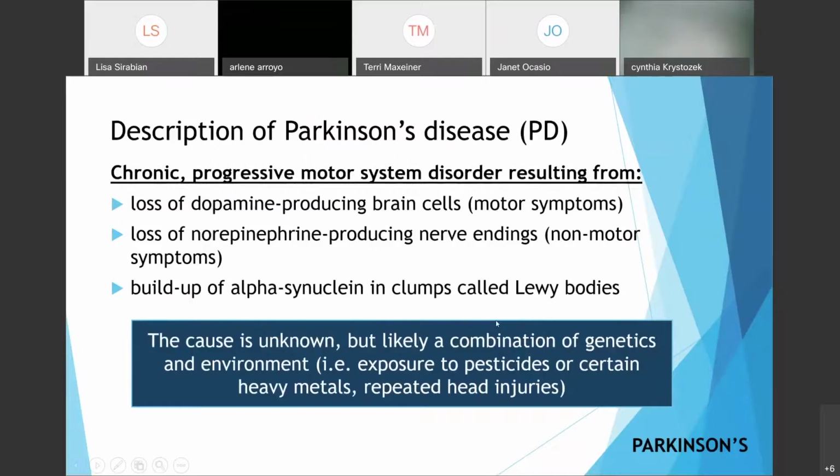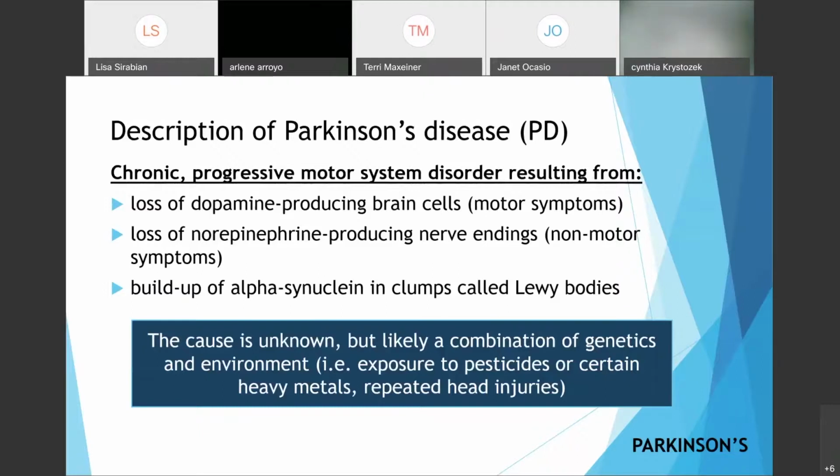Moving on to talk a little bit about the next disorder, which is Parkinson's disease. Parkinson's disease is a chronic, progressive motor system disorder. This results from a lack of dopamine in the brain. The brain cells that produce dopamine are diminishing, and that creates motor symptoms, which is what we mostly think of. But there are also non-motor symptoms, and that has to do with a different neurotransmitter called norepinephrine. There's a lack of norepinephrine as well, and that contributes to non-motor symptoms, which we'll talk about.